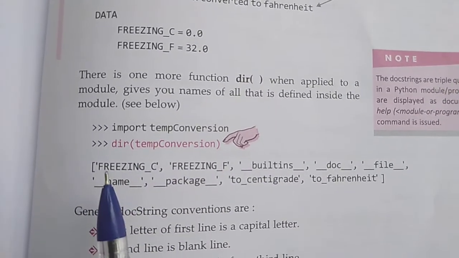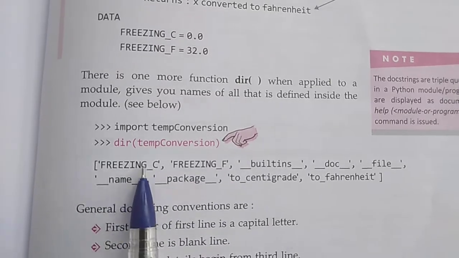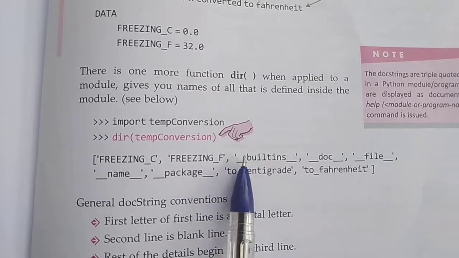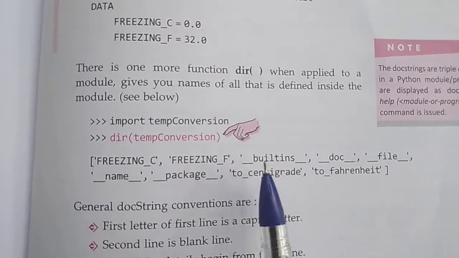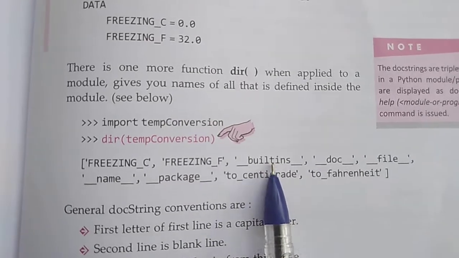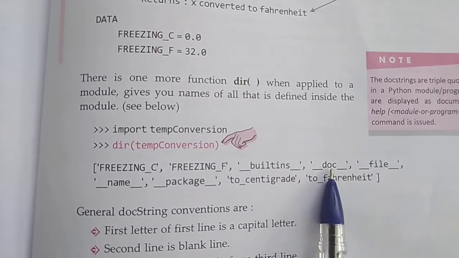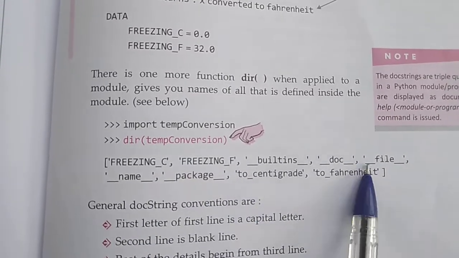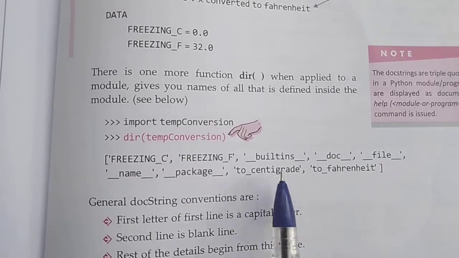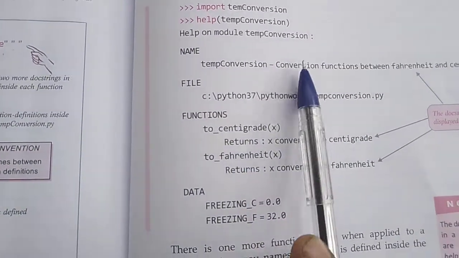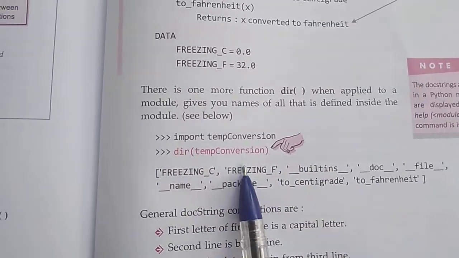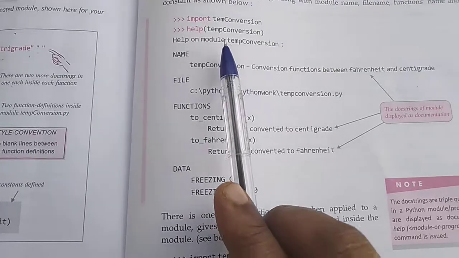What it is giving as the result: freezing_centigrade, that variable, now equal to 0.0, and freezing_fahrenheit, another variable, equal to 32. So those are the two variables, and then some built-ins that can be used there, then the document, then the name of the file, then the package, then the two user defined functions we had there, to_centigrade_of and to_fahrenheit_of. So what we discussed in detail with the help of the document strings is given only by means of a name with dir. So that is the difference between the help of command and the dir of command.